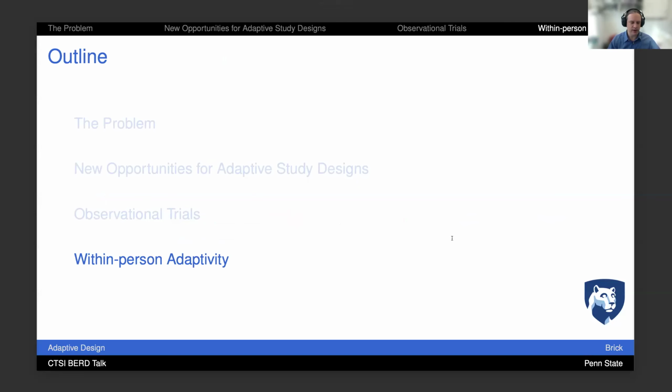More exciting in terms of observational trials is within-person adaptivity. Tim, there is a question. Yeah, I think it's relevant to the previous section. Any ideas on how to adapt these contexts, if possible, to a retrospective secondary data analysis? That's a really interesting question.